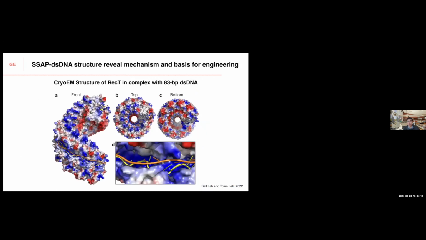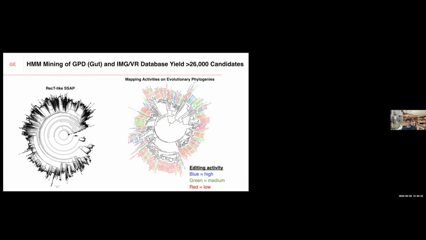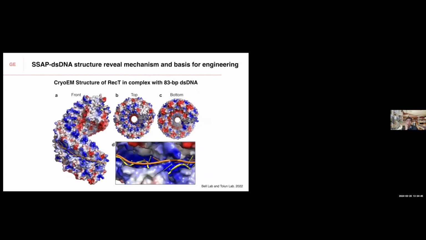And of note, I don't have a lot of data yet, but we found that a lot of SSAPs are encoded by eukaryotic viruses, even human viruses. So these are going to be proteins that might have naturally evolved to work in human cells. So we're very excited about testing these essentially human-compatible SSAPs, hopefully, in gene editing.